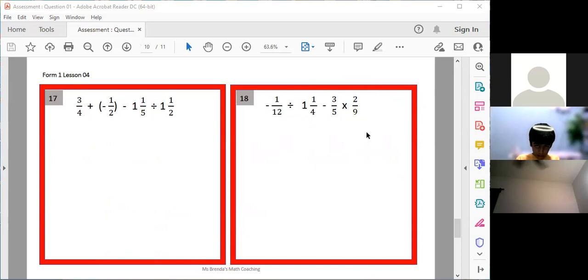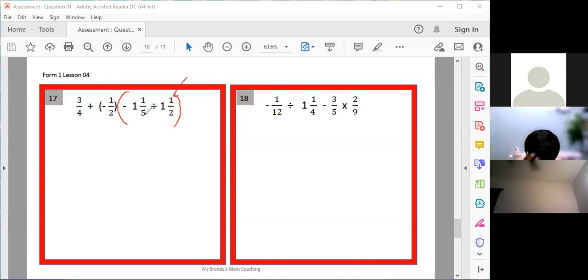17 and 18. Again, the same thing. This time, you must use the rules of BODMAS. Addition here, subtraction here, division here. Which one must we do first, guys? Division. So, you do this first. Now, where does this division start? It's here. It's negative 1 over 5 divided by 1 over 2.